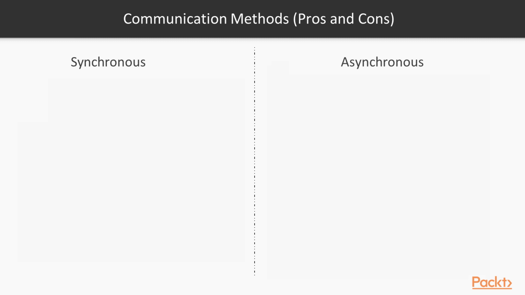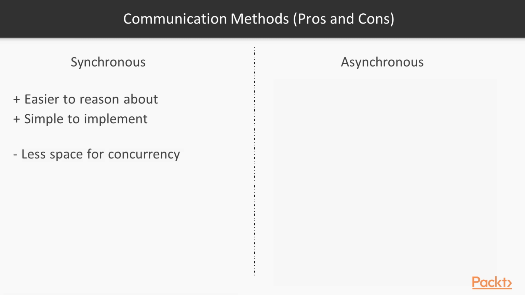Let's have a look at the basic pros and cons of each approach. The synchronous model is much easier to reason about since the execution is linear and easier to follow. It's also easier to implement since most programming environments use a synchronous model for all the calls by default. However, this model usually leaves less space for concurrency, since we can always do one thing at a time.